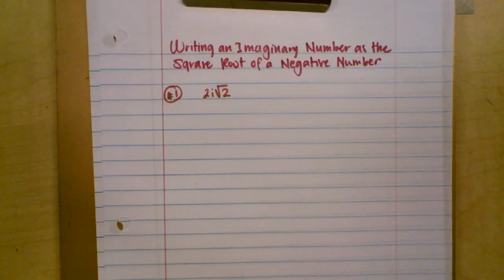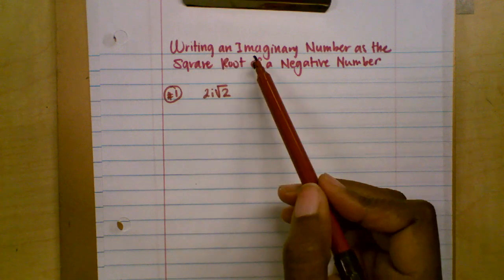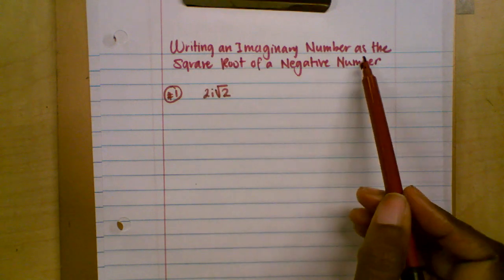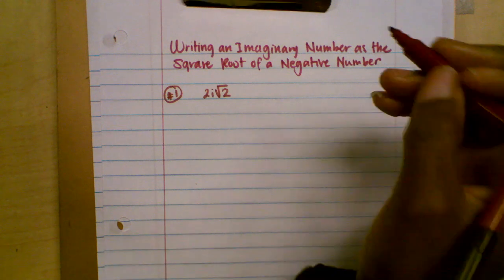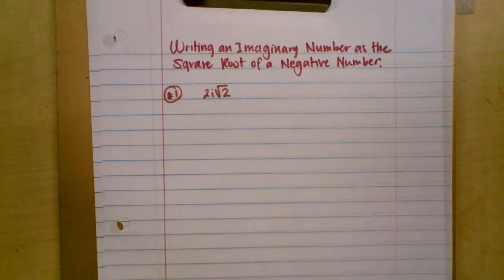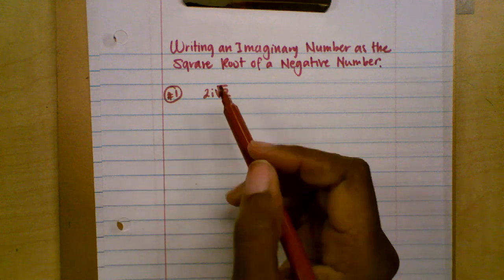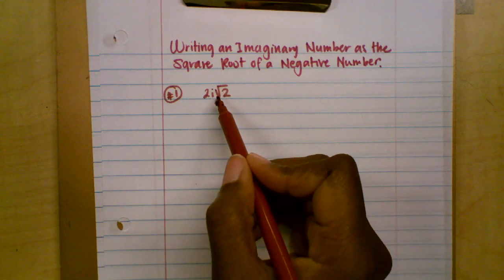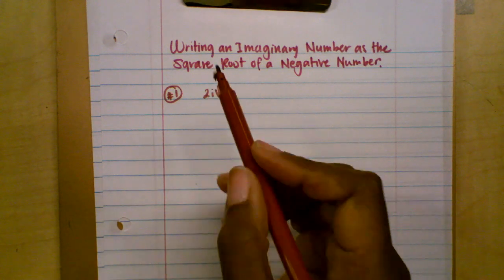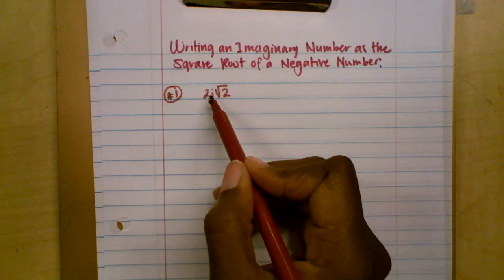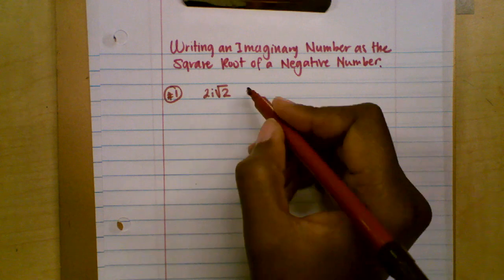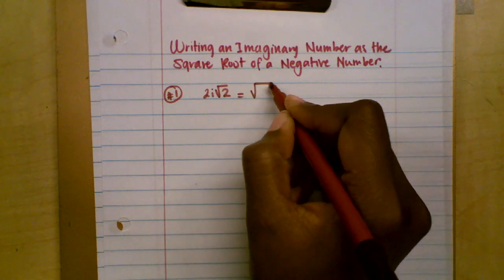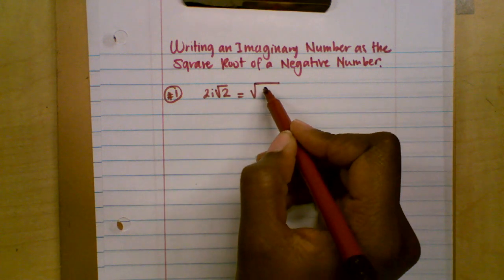Hi everyone. In this video, I'm going to show you how to write an imaginary number as a square root of a negative number. The first imaginary number I'm going to use is 2i square root of 2. It is an imaginary number because you can see the imaginary unit i. I want to write it as a single square root of a negative number.